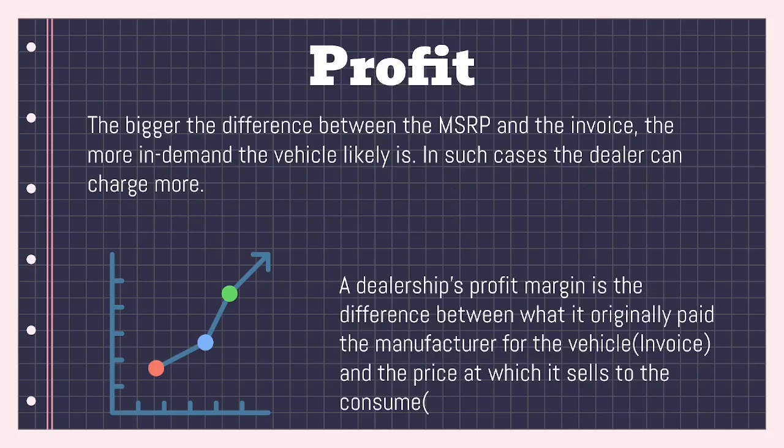So the bigger the difference between the MSRP and the invoice, the more in demand the vehicle likely is, right? That's one thing you have to keep in mind. In such cases, the dealer can charge more for the vehicle. So the dealer's profit margin is the difference between what is originally paid to the manufacturer for the vehicle and the price at which it sells to the customer.